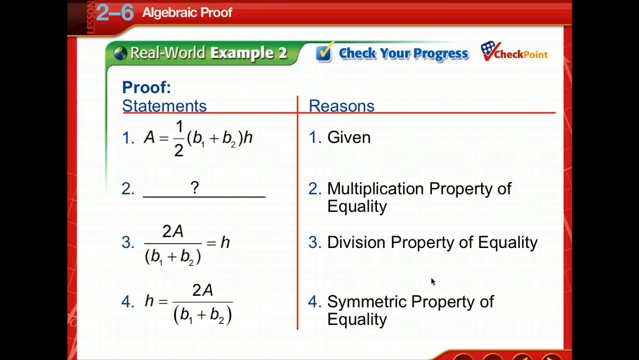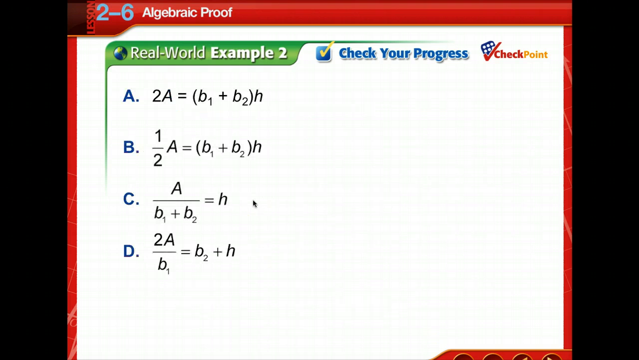Okay, so we have a two-column proof. What is the statement that would be right here? Good. Did you get 2a is equal to the quantity of b sub 1 plus b sub 2 times h? What we did is we multiplied both sides by 2 to get rid of that fraction that we had. So good job.